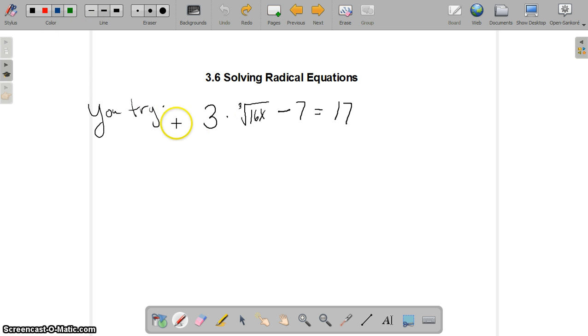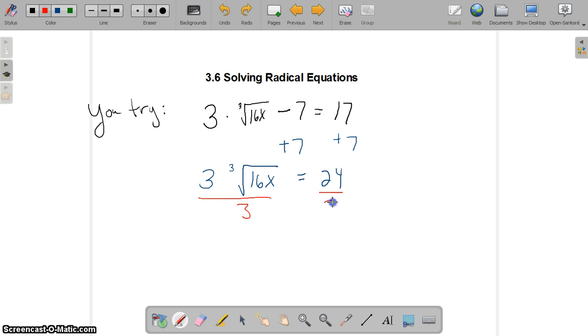Okay, how'd you do? First step, add 7. You get 3 times the cube root of 16x equals 24. Then you're going to divide both sides by 3, and you get the cube root of 16x equals 8.